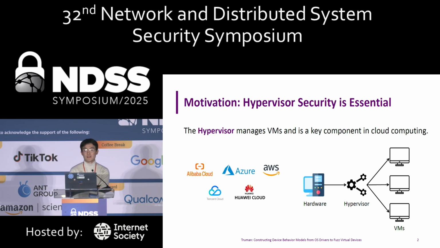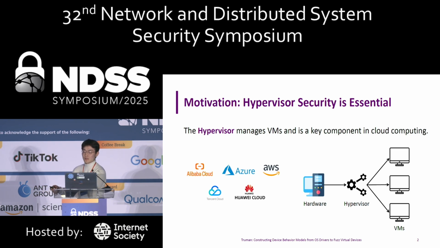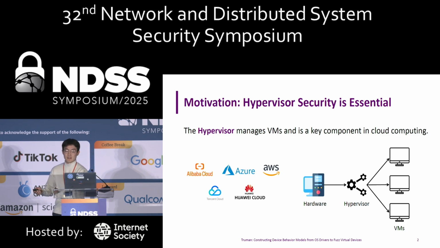Cloud computing has transformed the way resources and applications are managed. The heart of cloud computing are hypervisors, which manage virtual machines and ensure efficient sharing of hardware resources. Major cloud providers like AWS and Azure rely on hypervisors for isolation, scalability, and security. However, their critical role also makes the hypervisor a prime target for attackers.